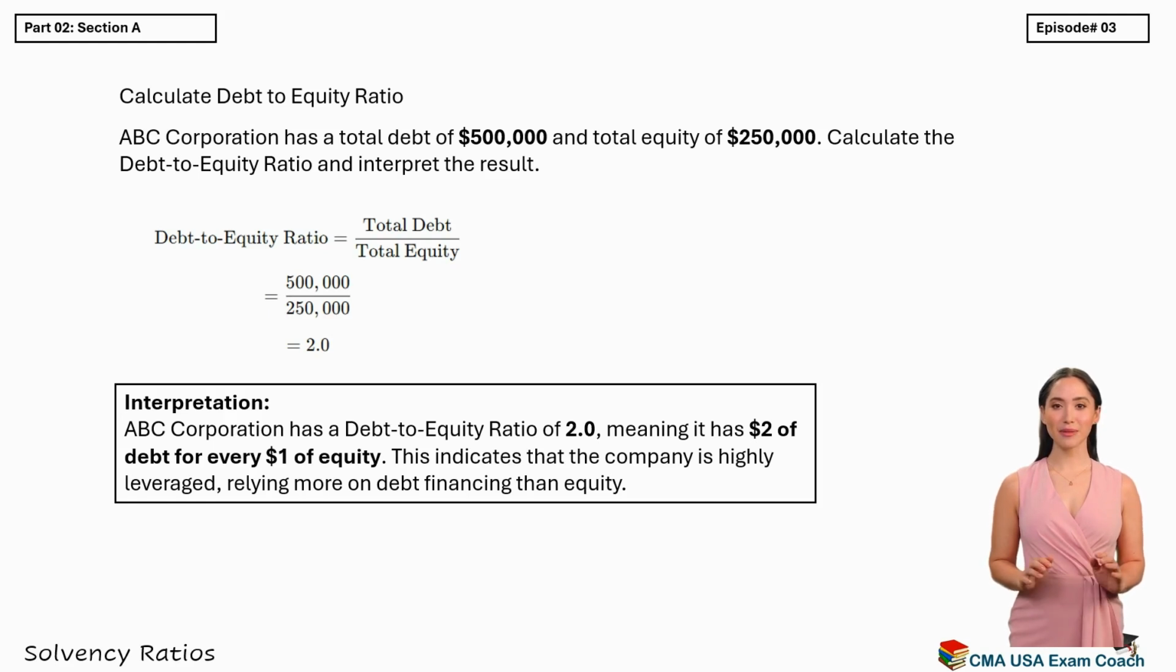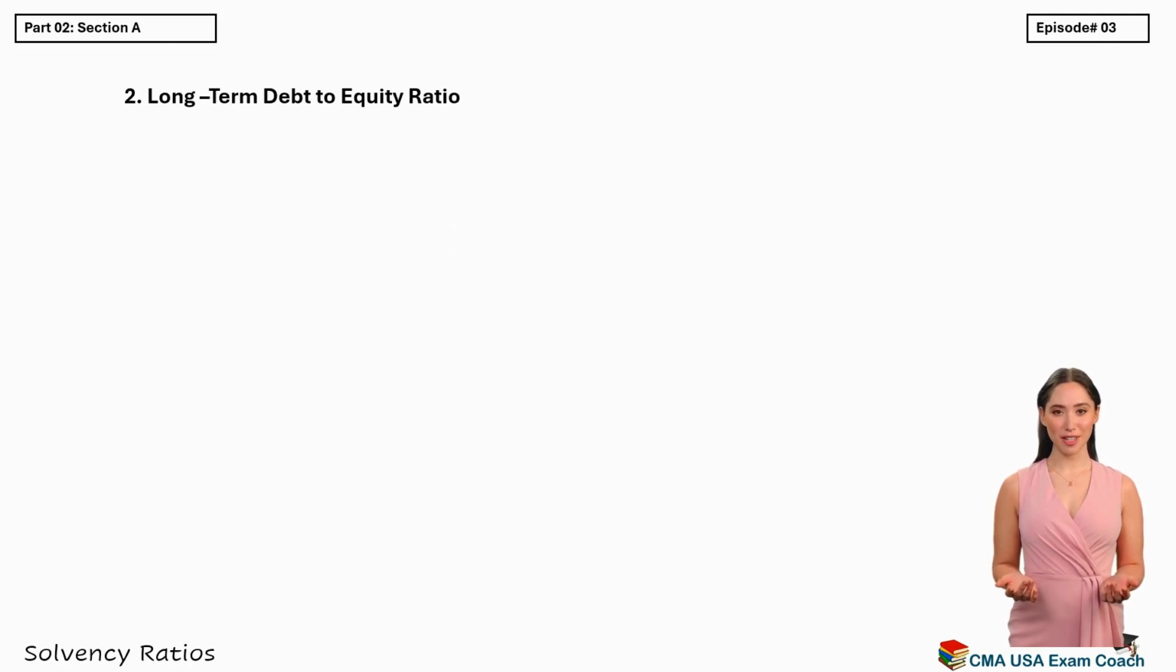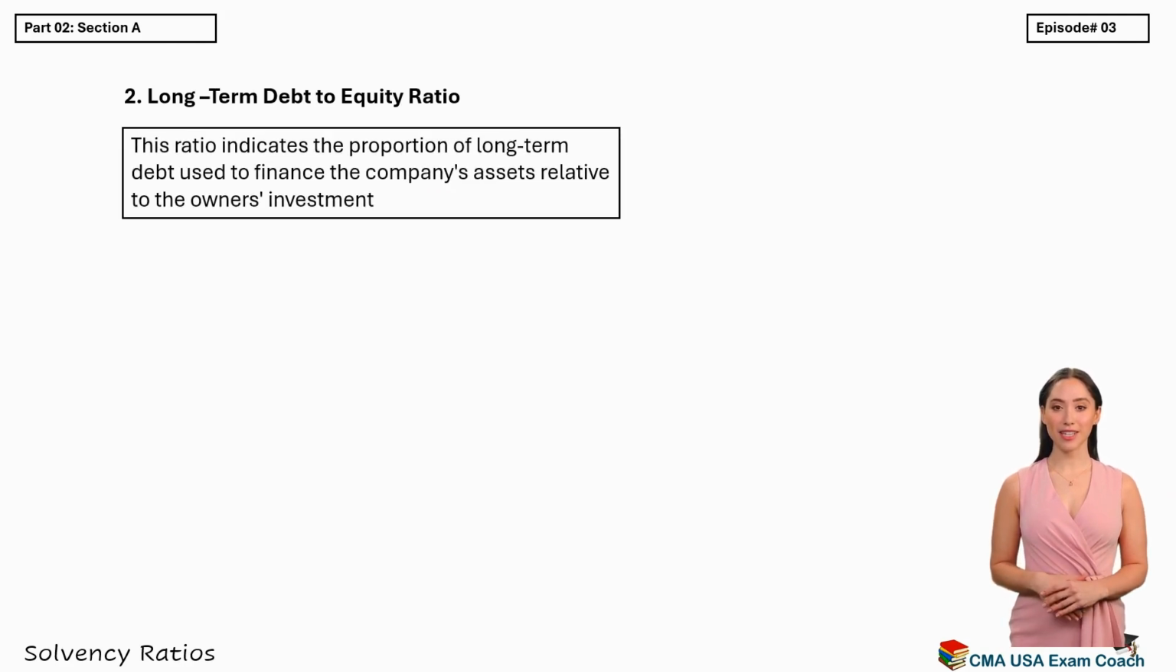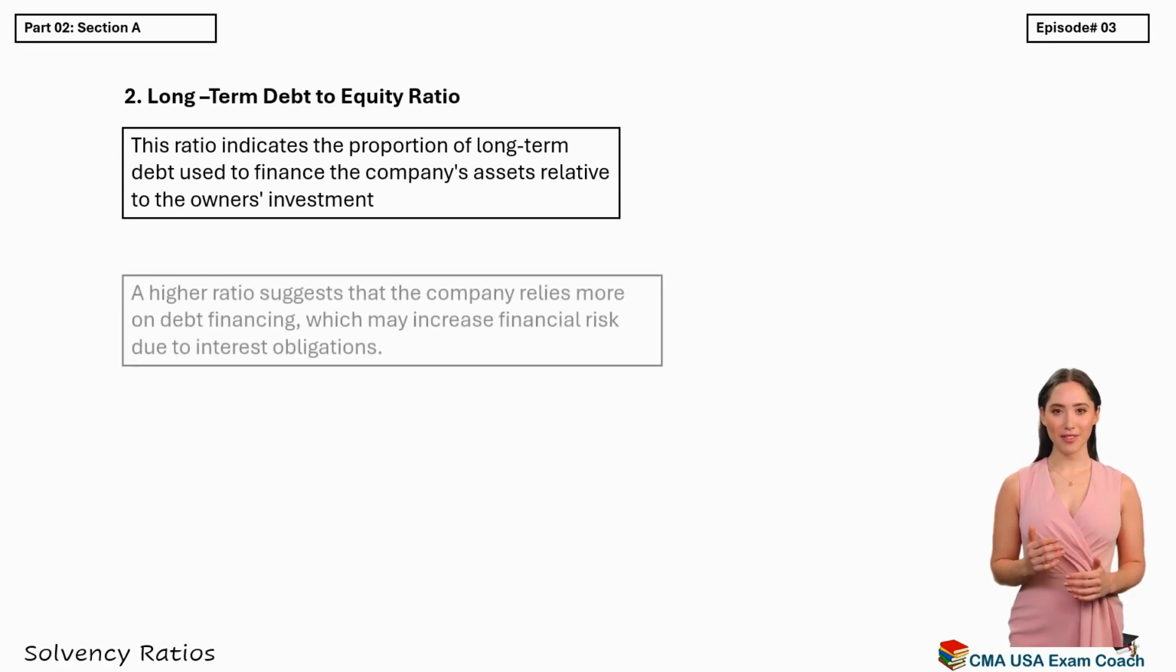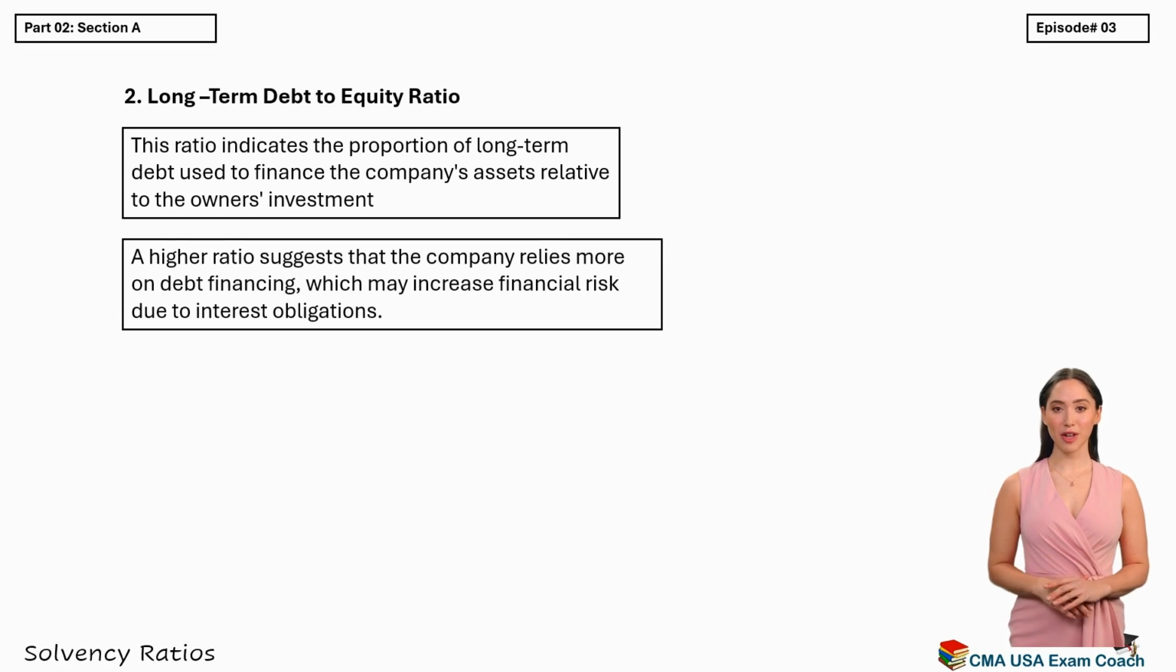Now, let's discuss the long-term debt-to-equity ratio. This ratio specifically measures the proportion of long-term debt a company has compared to its shareholders' equity. It helps assess how dependent a company is on long-term financing. A higher ratio means the company is relying more on long-term debt, which can increase financial risk due to interest obligations over time.